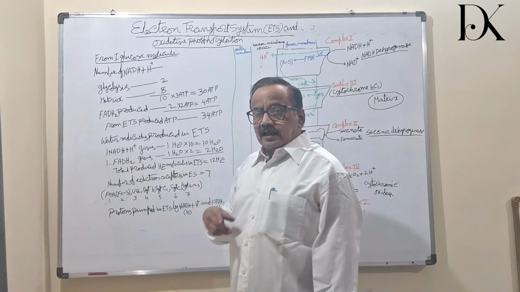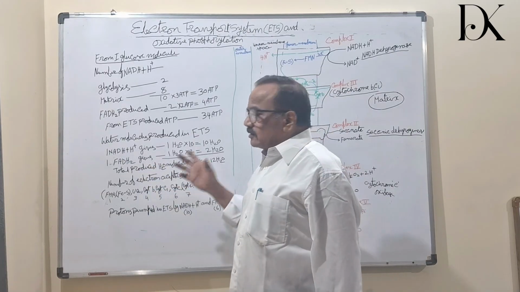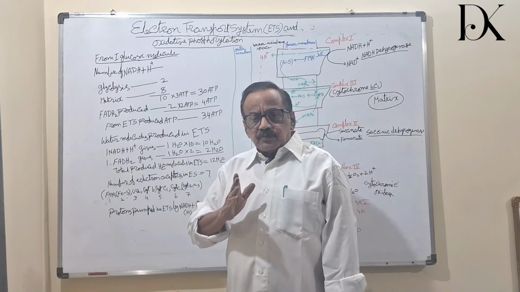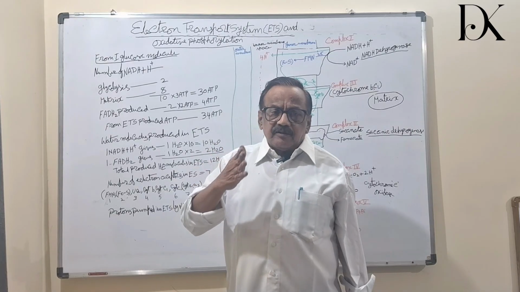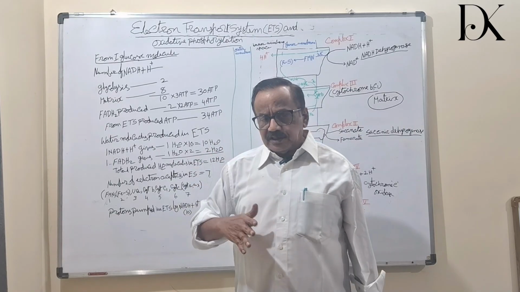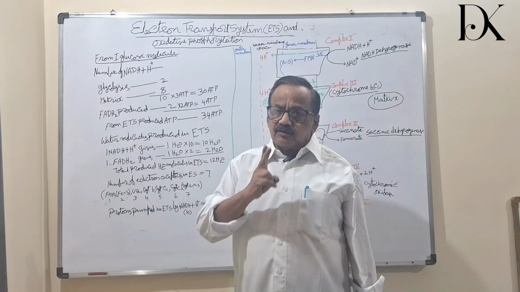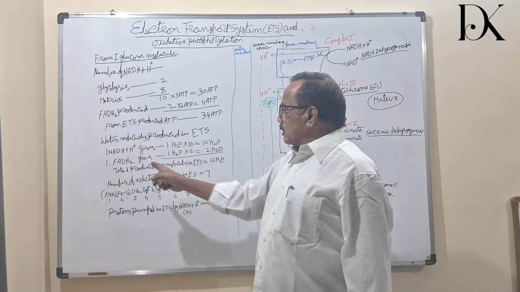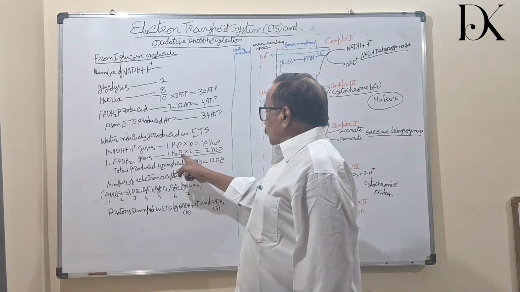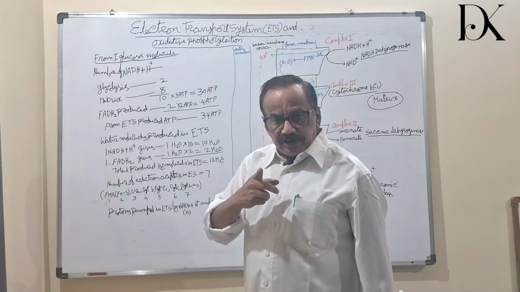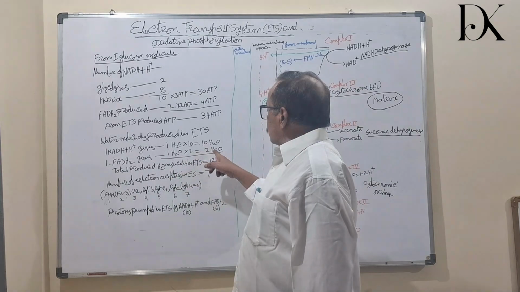Now FADH2, how many will go? 1 FADH2. Similarly, even though it is pumping 6 protons only, it will give 1 water molecule. So 1 water molecule from 1 pyruvic acid, 2 will be 2 H2O.